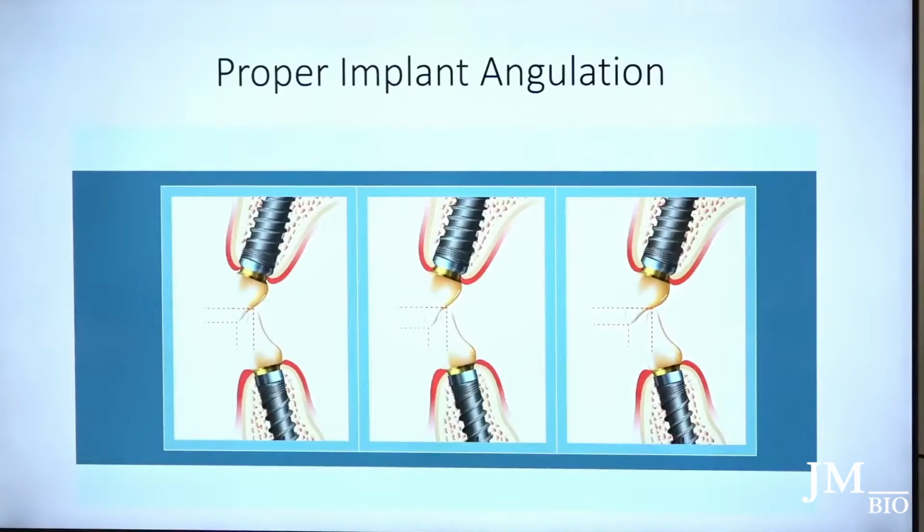And then obviously proper angulation. This is very, very important. I noticed when I'm training people, they don't get a grasp or a picture of the proper angulation of how implants are supposed to go. I think it's very critical that you see the picture. Once you see the picture, I think it becomes easy, right? But the problem is people don't see the proper angulation picture, how it's supposed to go.